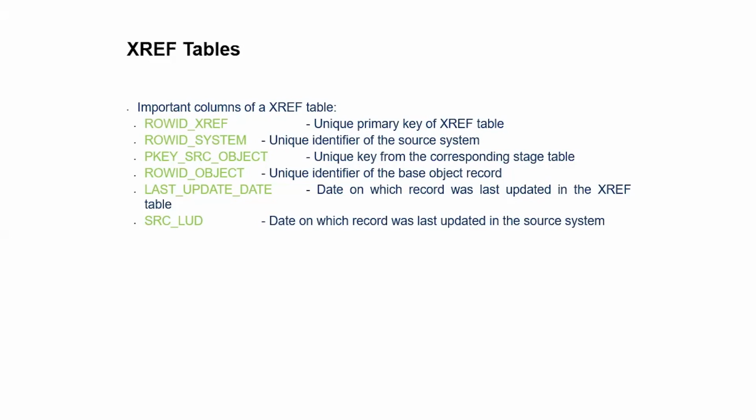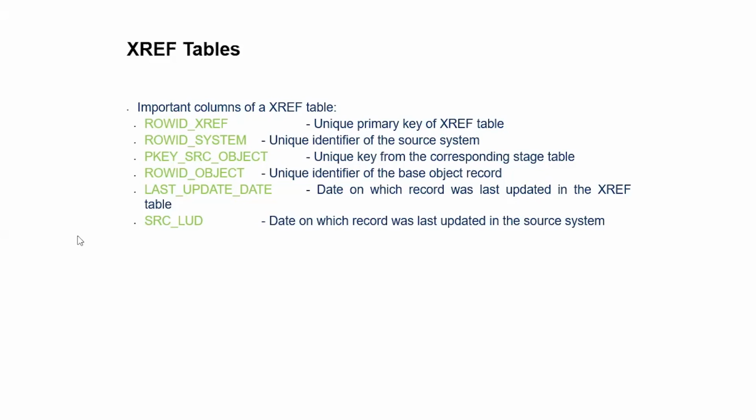PK source object is nothing but the unique value for the particular stage table. Every stage table has one unique key value, and that value is the PK source object. Row ID object: every base object has an associated XREF table, and it has some golden copy records. How can we identify from which source system that golden copy record was created? Through row ID object we can identify those records.